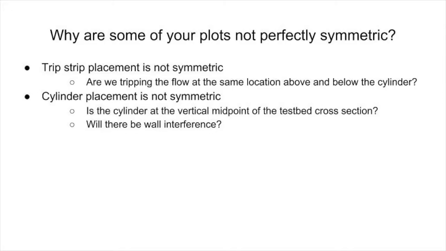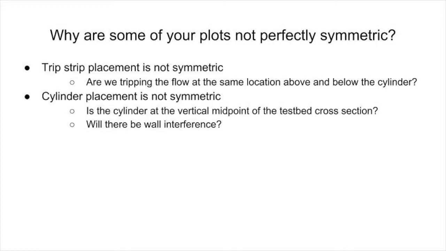Some of our plots were not perfectly symmetric, and we have a couple theories on why. One is that since it's experimental data, it's very clear that due to noise or due to systematic error, we just will not get perfect data. We won't get that perfect 1 minus 4 sine squared data for the potential flow equation. And two other theories are, one, due to the trip strip placement not being symmetrical.